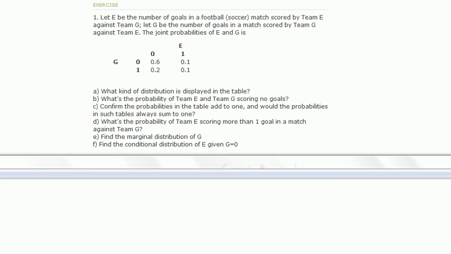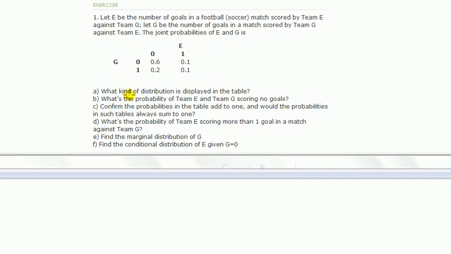We'll be talking about different types of probability. Let E be the number of goals in a football match scored by Team E against Team G. Let G be the number of goals in a match scored by Team G against Team E. The joint probabilities of E and G is given by this table.